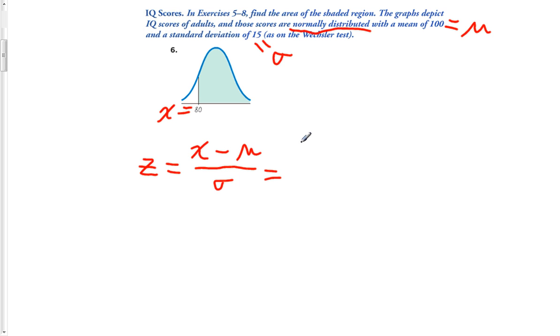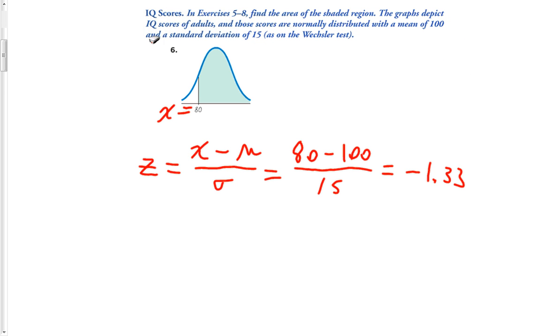So we're going to take 80, which is x. We're going to subtract from it the mean, which is 100. And we're going to divide that by the standard deviation, which is 15. And when we get the answer, we're going to round that answer to two decimal places. So that's 80 minus 100 divided by 15, which gives us negative 1.33 when rounded. So this is the z-score that I need.